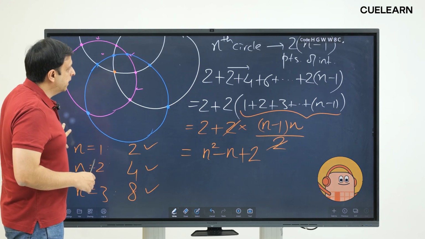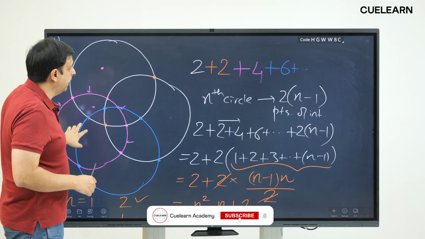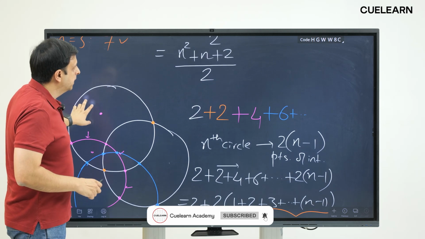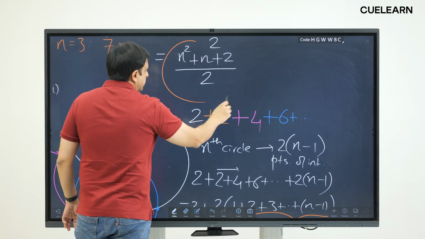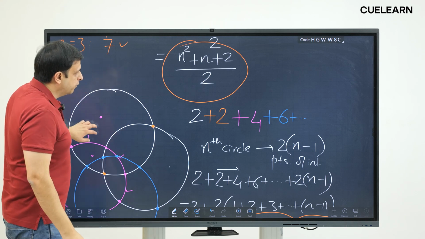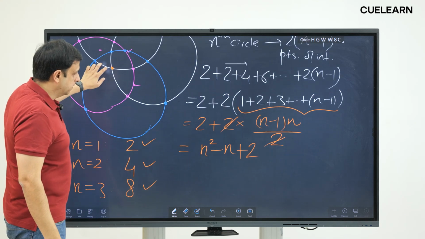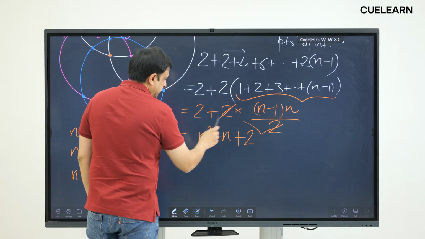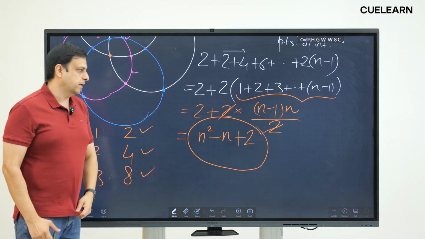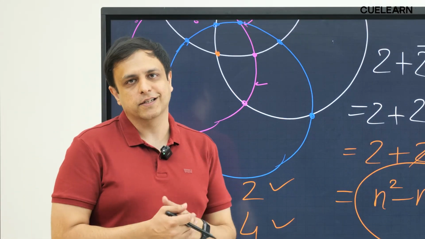So for n straight lines, the maximum number of regions possible is n square plus n plus 2 by 2. And for n circles, the maximum number of regions possible is n square minus n plus 2. So that concludes our solution.